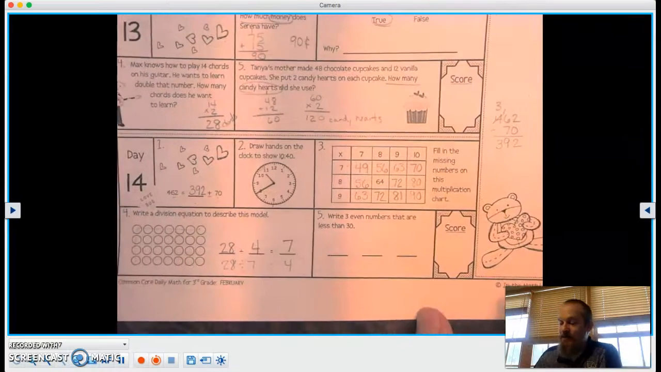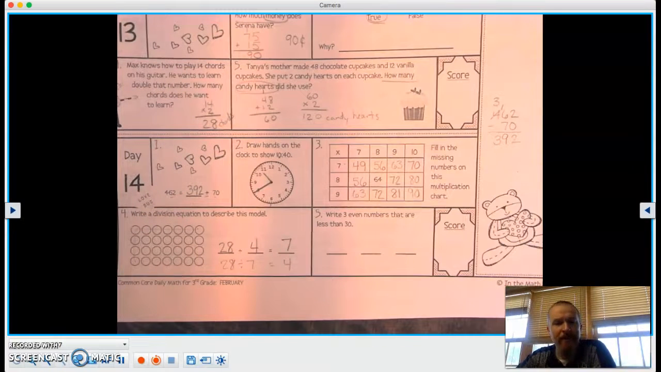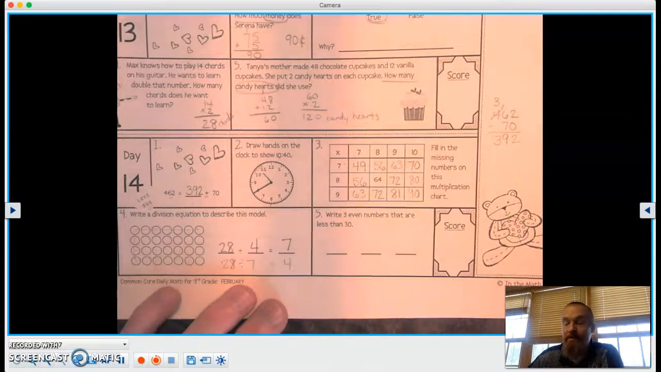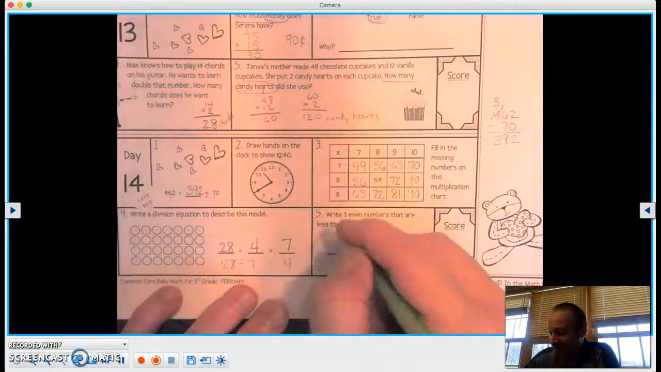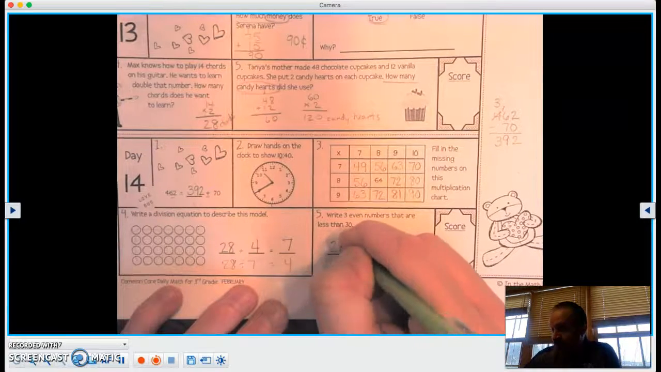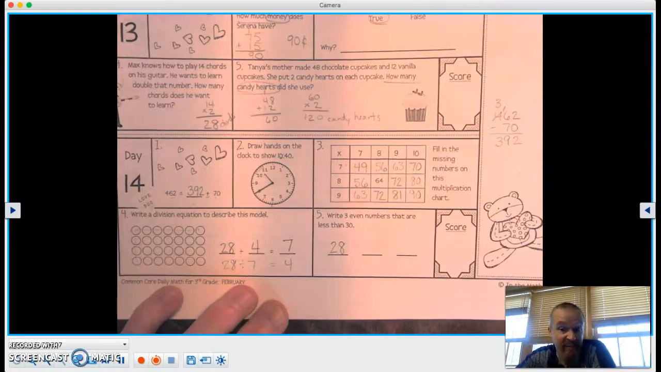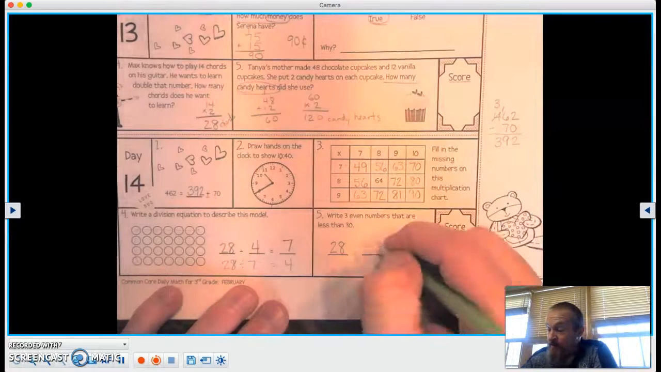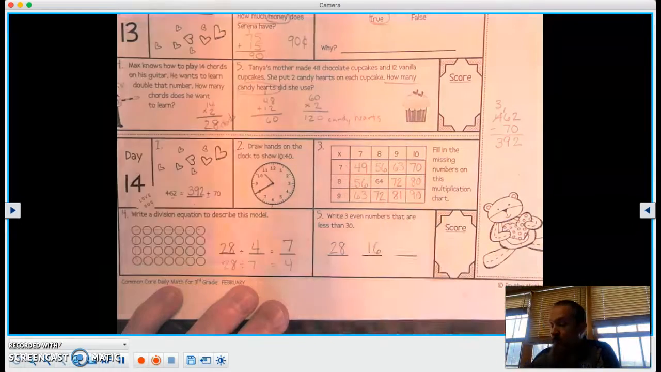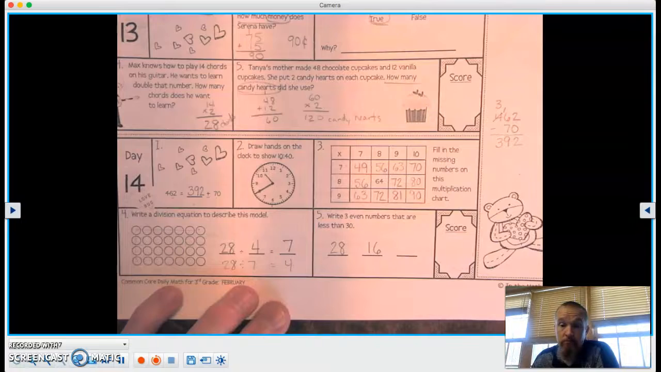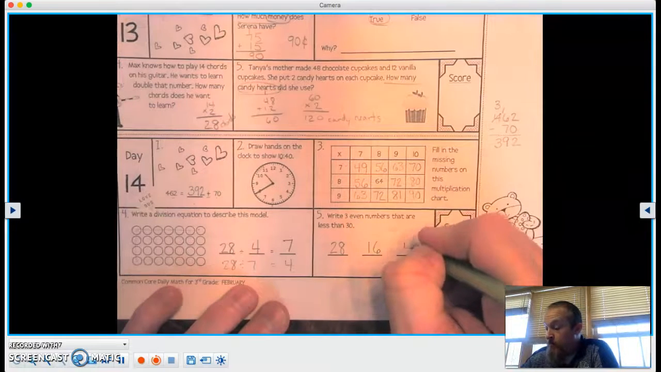All right, last one, number 5. Write 3 even numbers that are less than 30. Well, it's the very first one less than 30 that's even. 29, 28, okay. And we have 16. That's an even number. That's less than 30. And 4. 4 is less than 30.